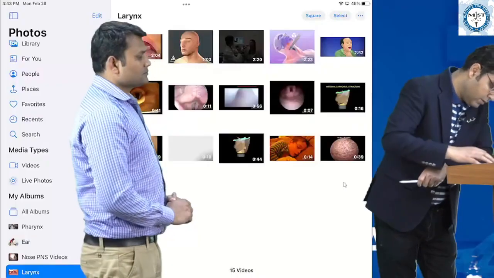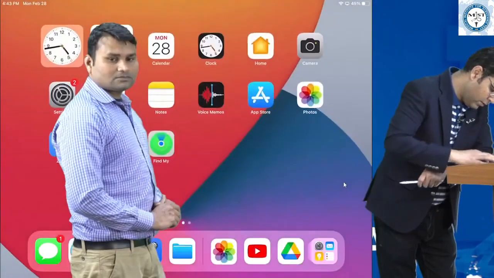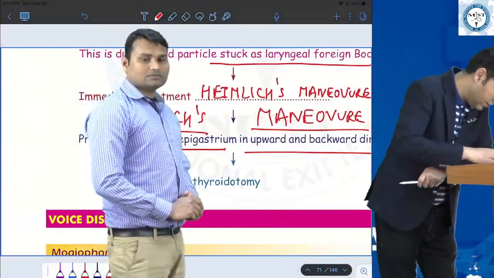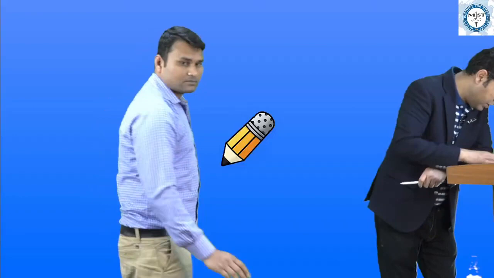Anyway, just look at this picture, that is how we do the Heimlich maneuver. Let me show you.